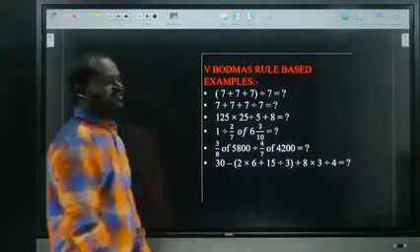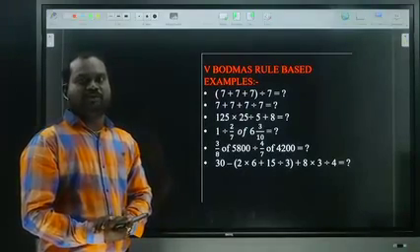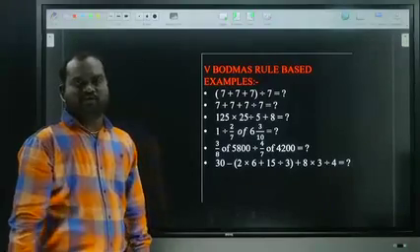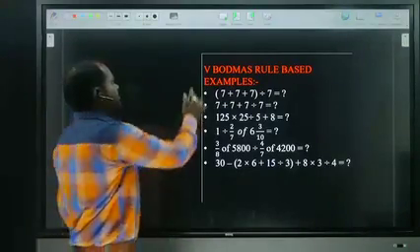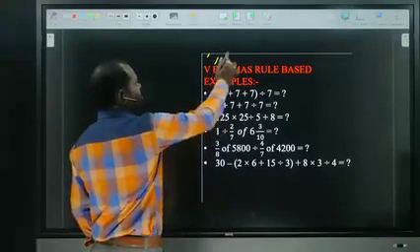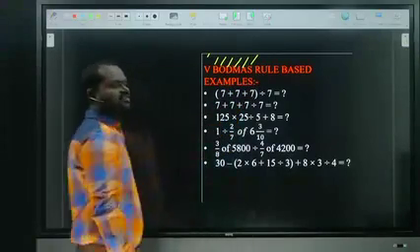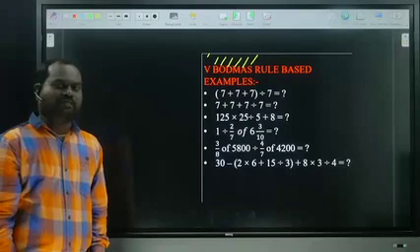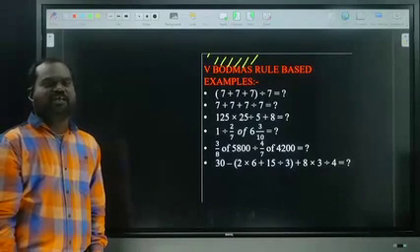Up to now we saw formula based examples. Now we are looking at VBODMAS rule based examples. In the last class I told you about VBODMAS. V is nothing but vinculum, or bar, B means bracket, then of, division, multiplication, addition, subtraction. That is always to be remembered.